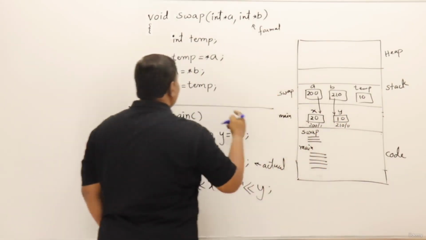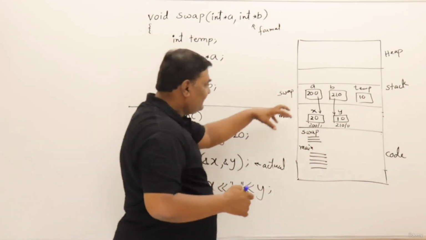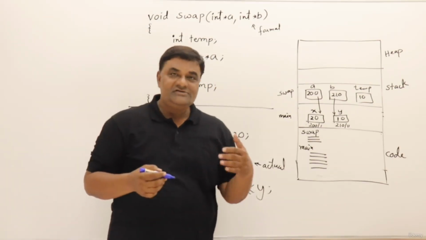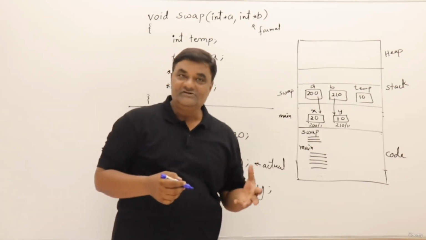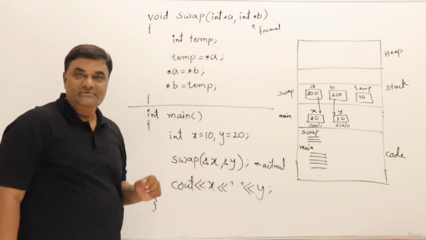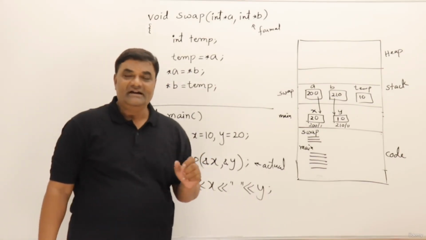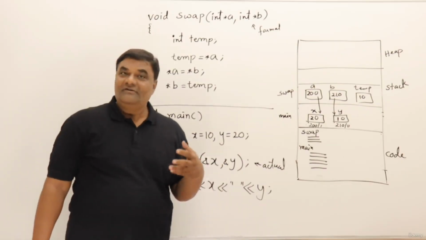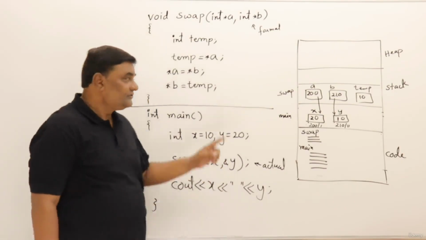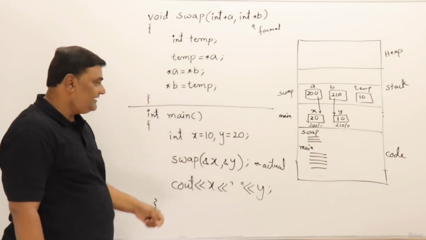So you can see that this function is accessing the variables of main function. Yes, we know that one function cannot access the variables of another function, but it is possible through pointers. Through pointers it is possible. So this is called by address mechanism. So pointer gives a power to a function to access the parameters of a calling function. So that function is accessing x and y.